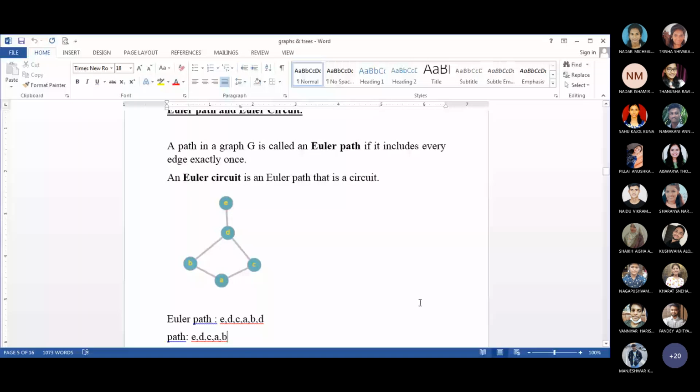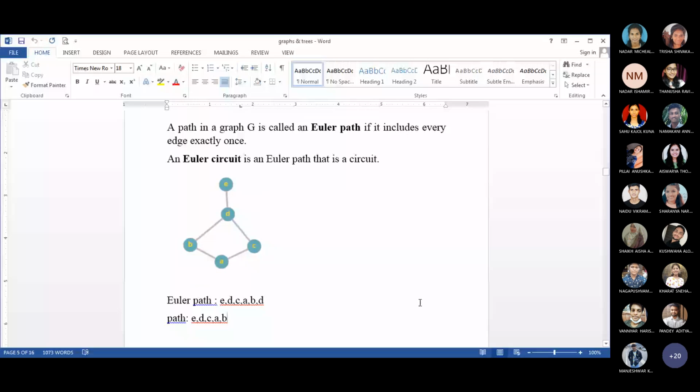This is a graph on 5 vertices, and we have an example for a Euler path which we have written. See, we have a Euler path starting from E. E से start होके D पे गया, D से C पे आया, C से A पे आया, A से B, B से D. This is a Euler path because you can see कोई भी edge repeat नहीं हो रहा है and कोई भी edge left out नहीं है. There are 5 edges in the graph. All the 5 edges are considered.